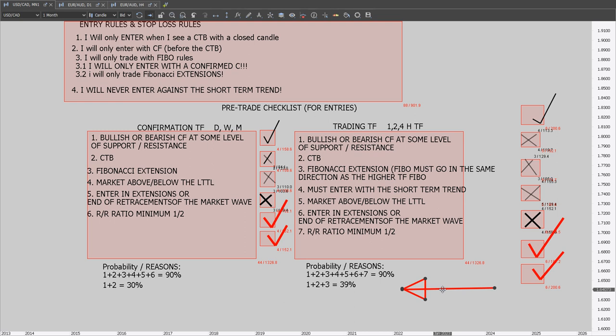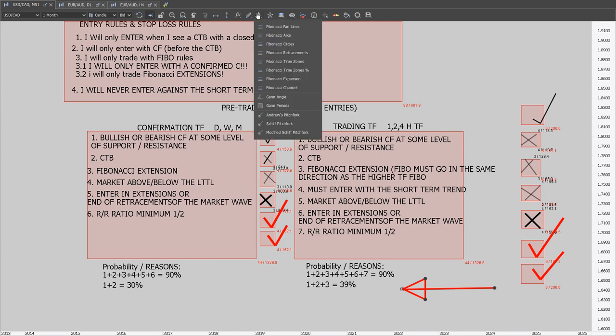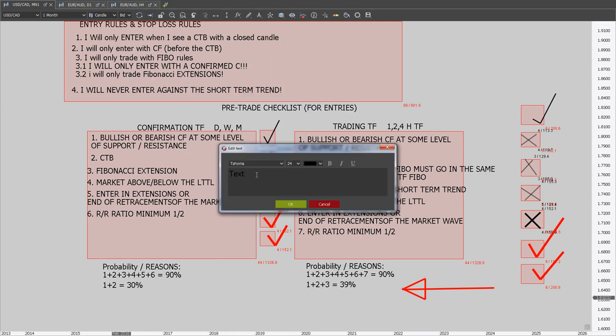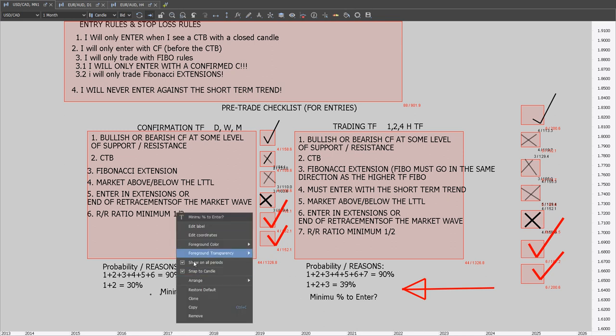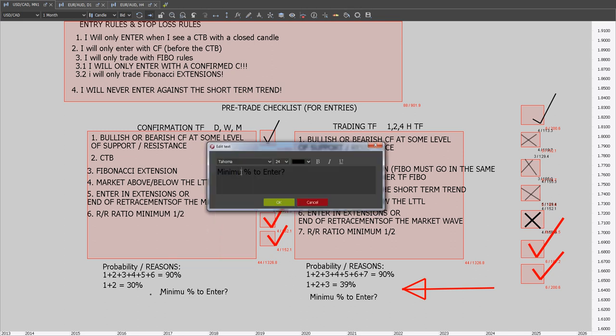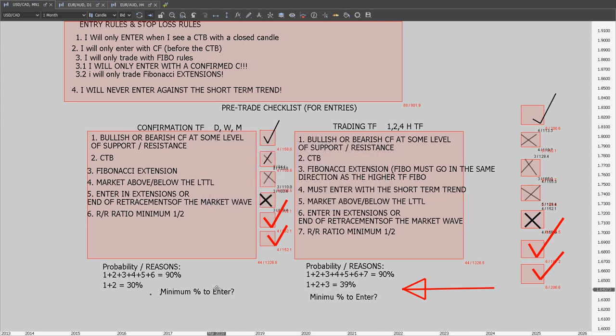Next question: there are no written rules, but how much should be a minimum to enter into a trade? What do you think? There is no right or wrong. How much is the minimum to enter? Minimum percentage to enter on the confirmation time frame, and what is the minimum percentage to enter on the trading time frame? What do you think?